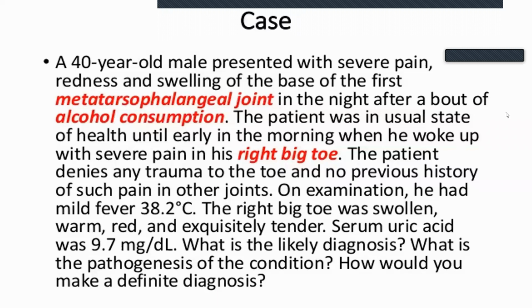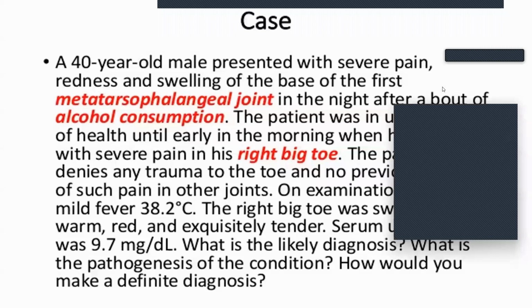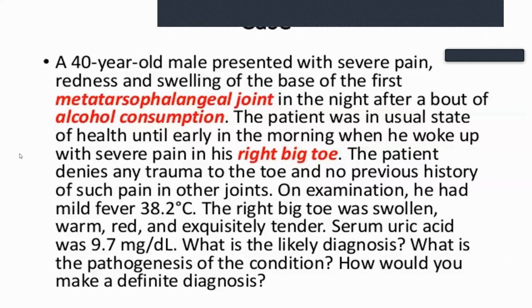Yes. Okay, good. So this is a case of gout because of severe pain in the right big toe, and the patient is saying there is no injury, no trauma. Also, serum uric acid was 9.7, which means it was higher than normal. What is the normal value? You have to find out and write in your notebook the normal value of serum uric acid. That's your homework. Okay, going back to school.